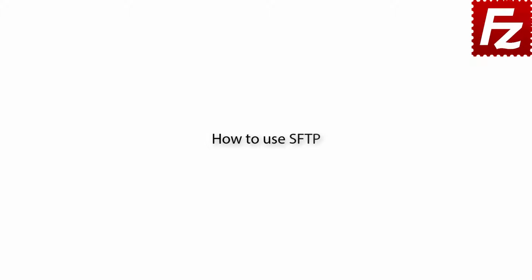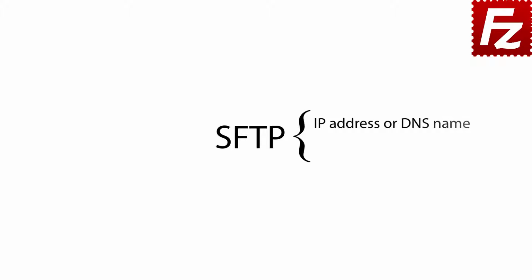In this video, we'll teach you how to connect to a SFTP server with FileZilla and FileZilla Pro. In this video, you will learn how to connect to a SFTP server using a key file. In order to connect, you will need the IP address or DNS name of your server and the private key file. If you have only the password, configure your connection logon type as normal and use the password.